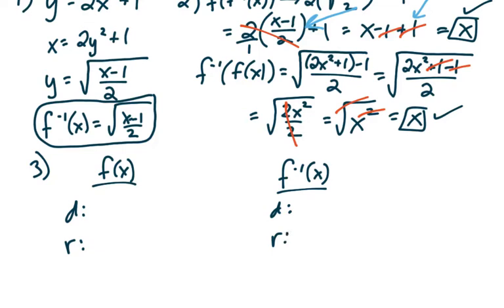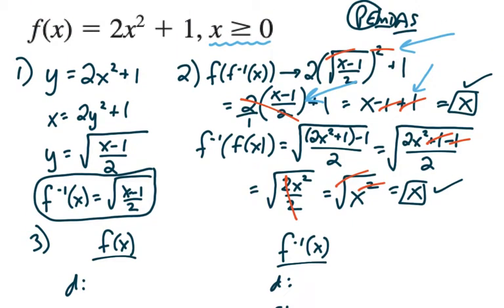Okay, let's talk about the domain of the original. If I go back up to the top and look at my original, it looks like right now, again, there's no square roots, there's no x's in a denominator, it should be all real numbers. But remember we talked about that sometimes we have to restrict our domain because this function actually doesn't really have an inverse function.